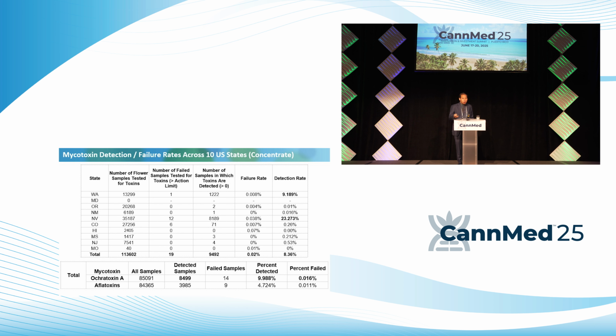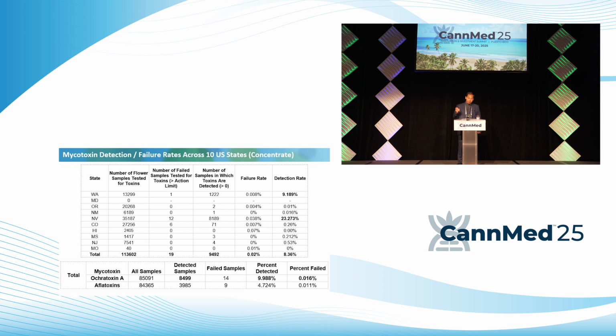But you'll also notice here that detection rate, I highlight, and I did this in the previous slide as well, Washington and Nevada, because those are the ones where we see the highest detection rate, considerably so in Nevada, at 23%. And so there's an important distinction to be made here when it comes to this detection rate. Why is it concentrated at these two states?